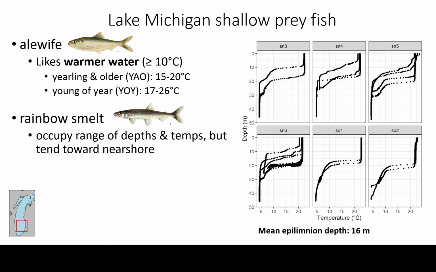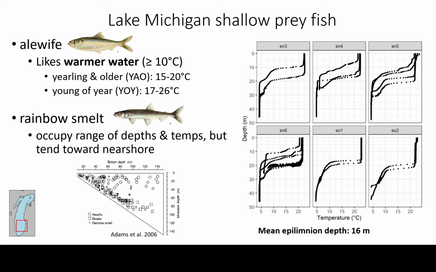Rainbow smelt also are present in Lake Michigan, but they occupy typically more nearshore habitat compared to alewife. And this is a similar expected distribution of fish species in Lake Superior as to what we'd expect in Lake Michigan, as to what we saw in Lake Superior.